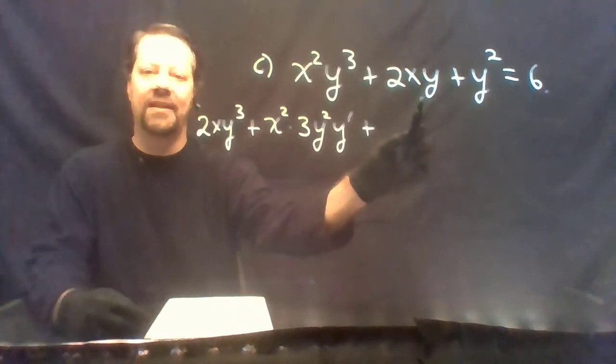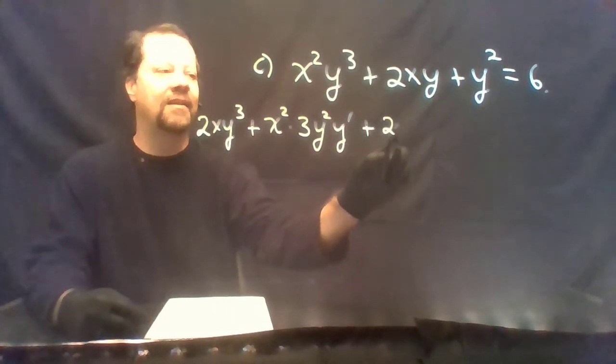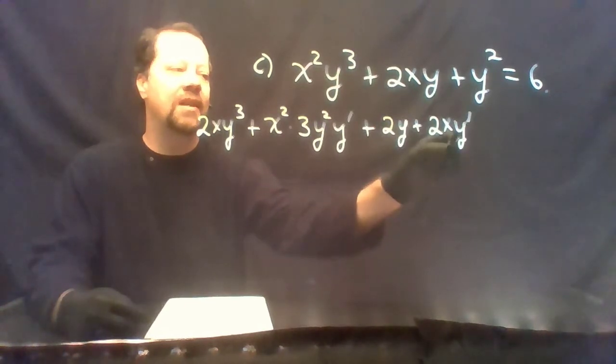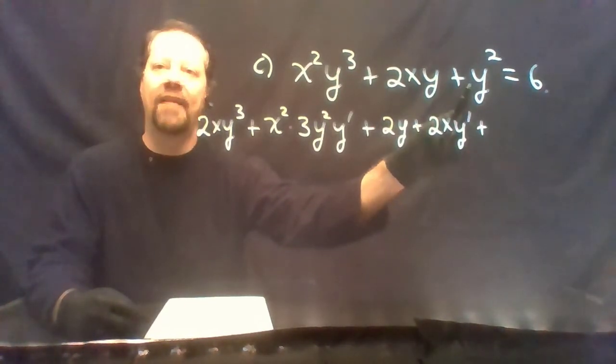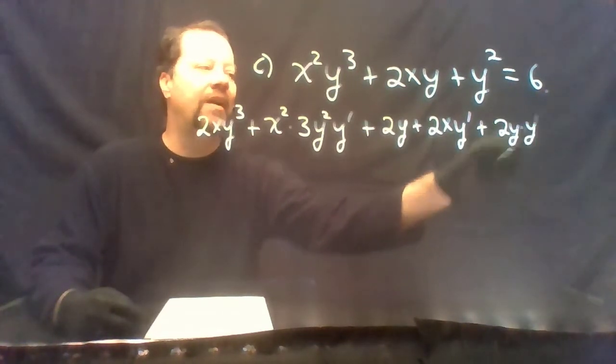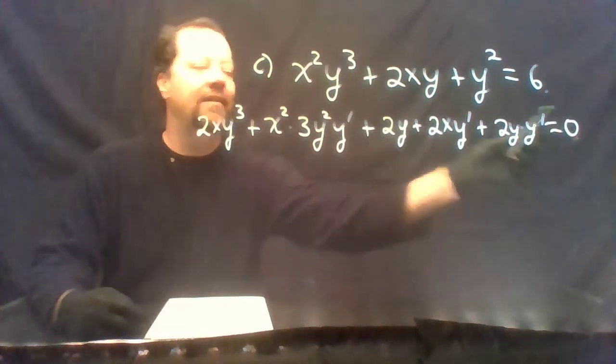In the second term, we have the product rule again. Derivative of the first times the second plus the first times the derivative of the second. And then the chain rule, 2y times y prime equals 0.